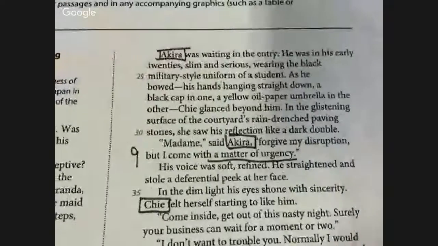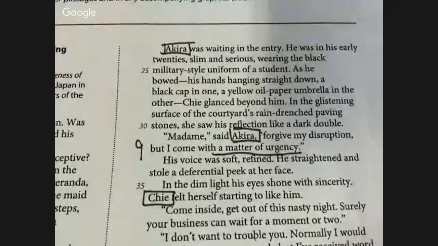Akira was waiting in the entry. He was in his early 20s, slim and serious, wearing the black military-style uniform of a student. As he bowed, his hands hanging straight down, a black cap in one, a yellow oil paper umbrella in the other, Chie glanced beyond him. In the glistening surface of the courtyard's rain-drenched paving stones, she saw his reflection as a dark double.